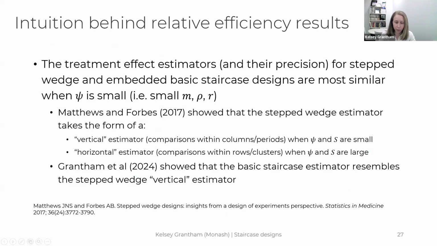And we do have some intuition for when the precision of the embedded basic staircase design will most closely rival the stepped wedge, and it comes down to the forms of the treatment effect estimators for these designs. So it turns out that the treatment effect estimators for these designs and their precision are most similar when psi is small, and that's when we saw relative efficiencies that were closer to 1. And so for stepped wedge designs, Matthews and Forbes showed that the treatment effect estimator takes the form of a vertical estimator that predominantly relies on comparisons within columns or periods when psi is small and also when the number of sequences is small. And the stepped wedge estimator takes the form of a horizontal estimator that relies on comparisons within rows or within clusters when psi is large and when the number of sequences is large.